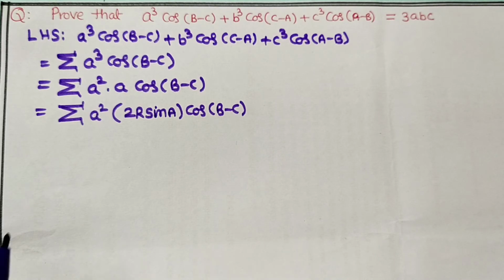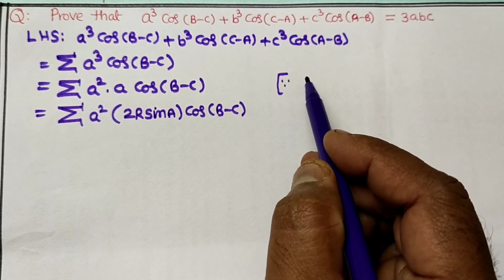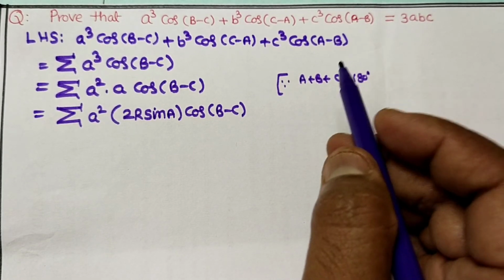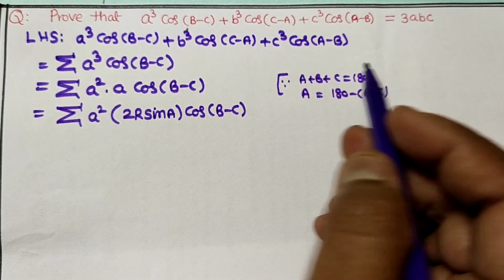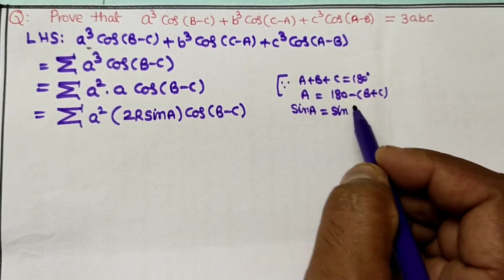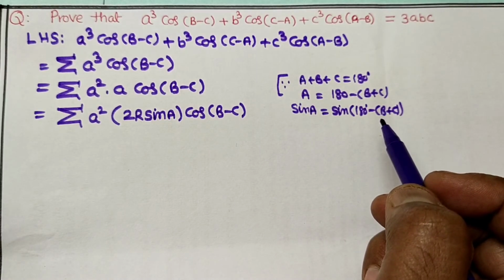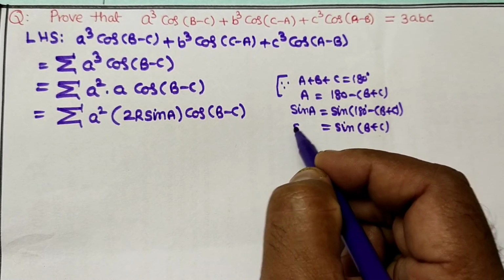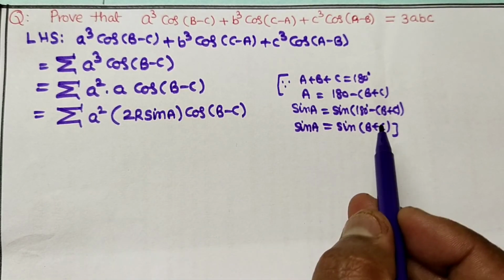After that, sin a: in triangle ABC, we have a plus b plus c equal to 180, or pi. A equal to 180 minus (b plus c). So taking sin on both sides, sin a equal to sin of 180 minus (b plus c). Sin of 180 minus theta is what? Sin theta. So sin of b plus c. Sin a equal to sin (b plus c). So in place of sin a, you have to replace this value.